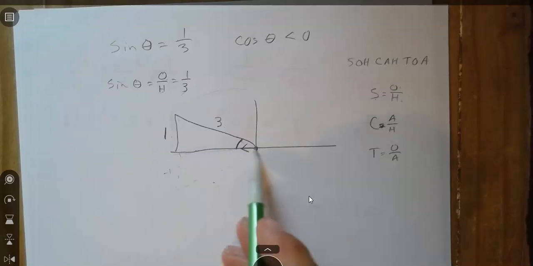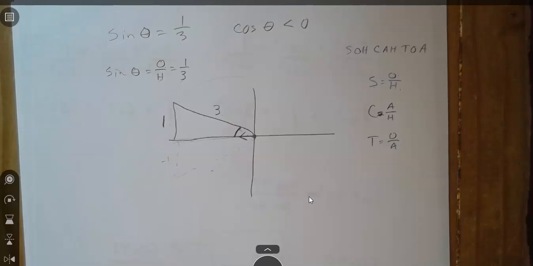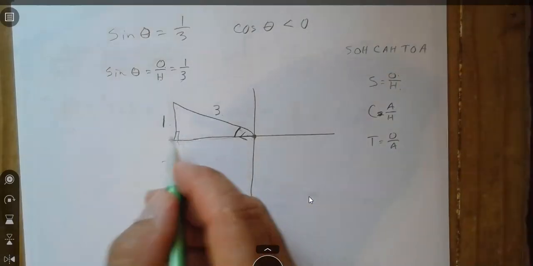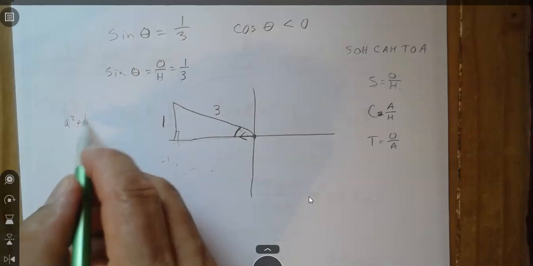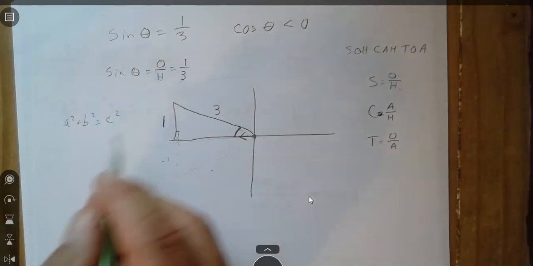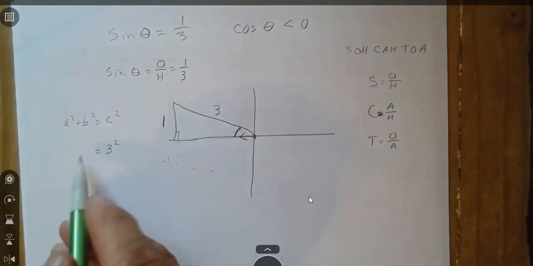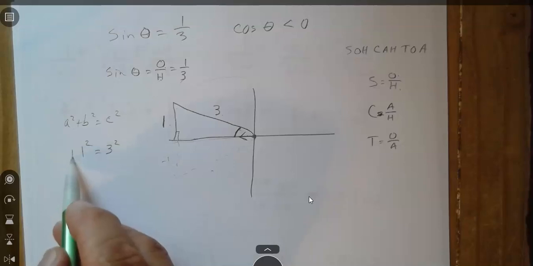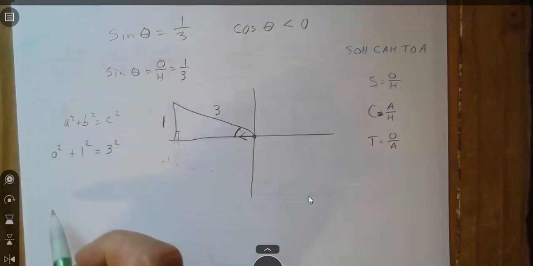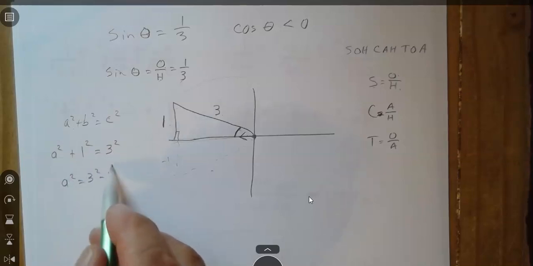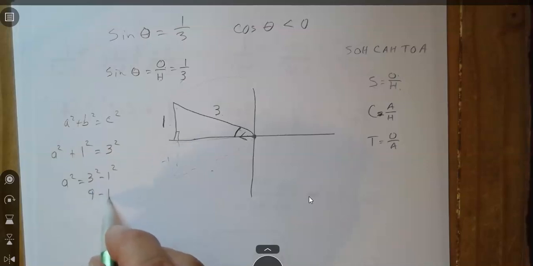So I just need to find my cosine to then figure out the rest of my trig functions. With a right triangle, I have a squared plus b squared equals c squared. In this case, my c is 3 squared. One of my sides is 1 squared. And I need to find my cosine, which is a squared. So I'm just going to subtract that. So a squared is going to equal 3 squared minus 1 squared, or in other words, 9 minus 1.